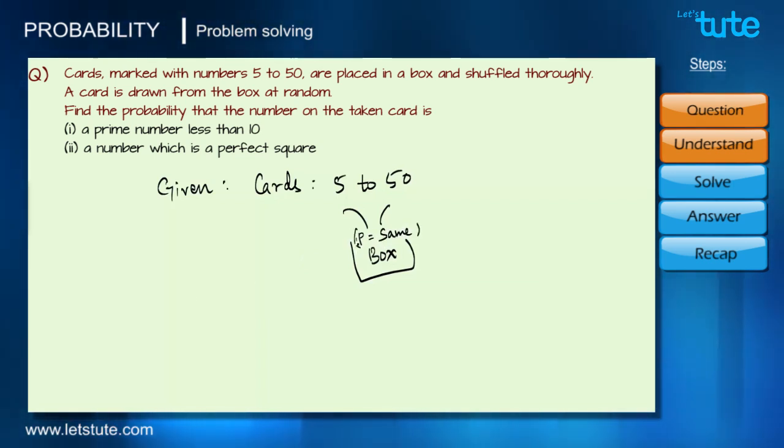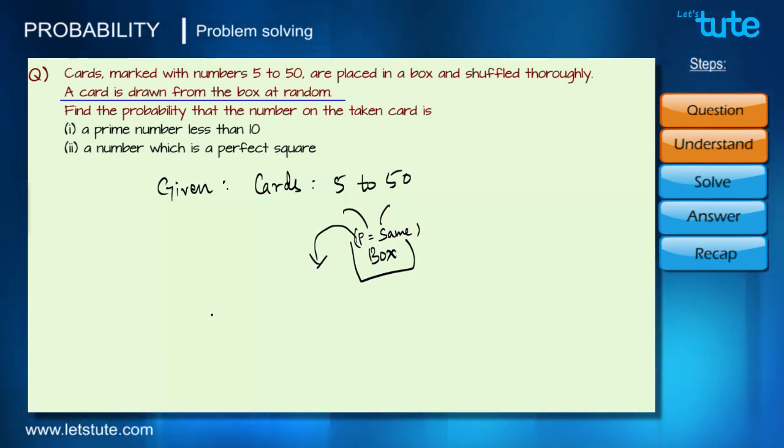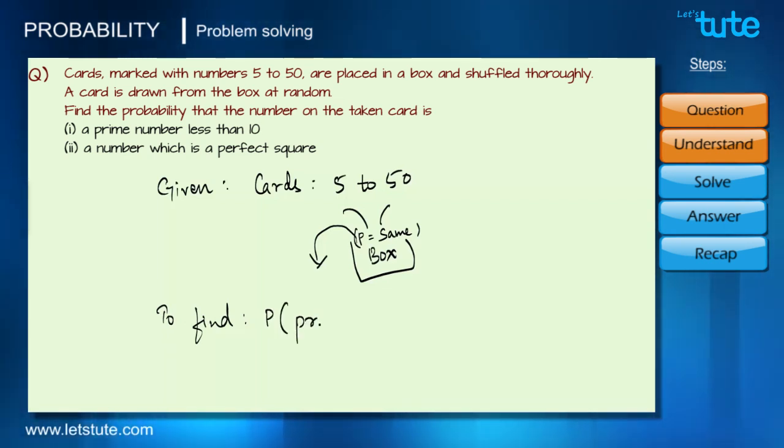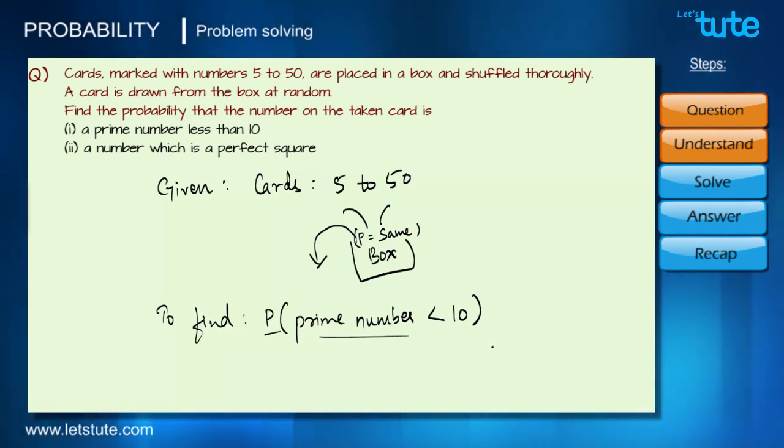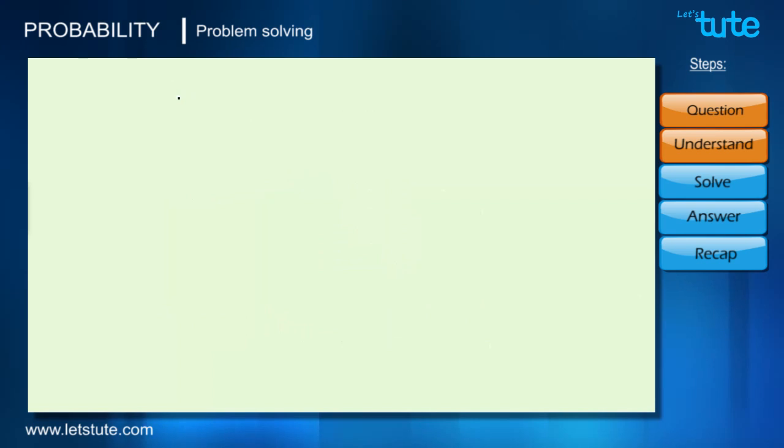Right? Now further we have to draw a card from this box, and the first thing that we have to find is that the card contains a number which is a prime number. And not just a prime number, but it should be less than 10, and then we have to find the probability of it. Now before jumping in to solve the problem, first let us understand what is a prime number.